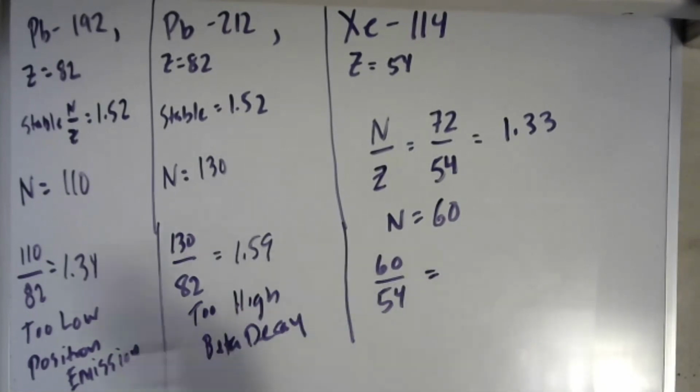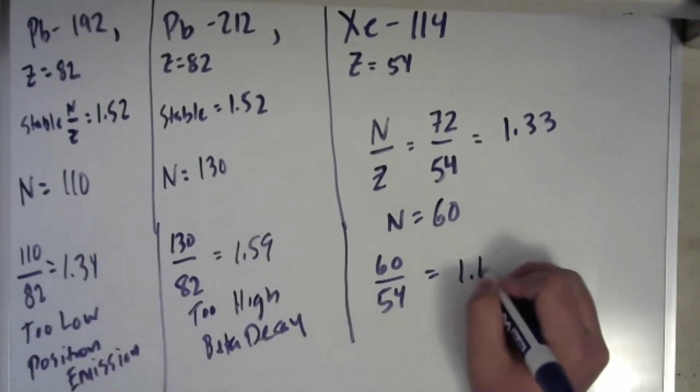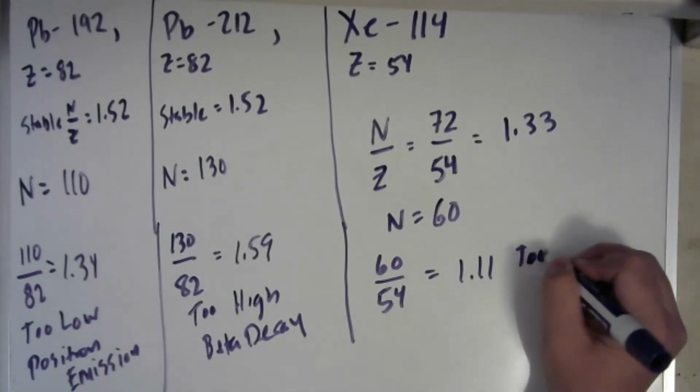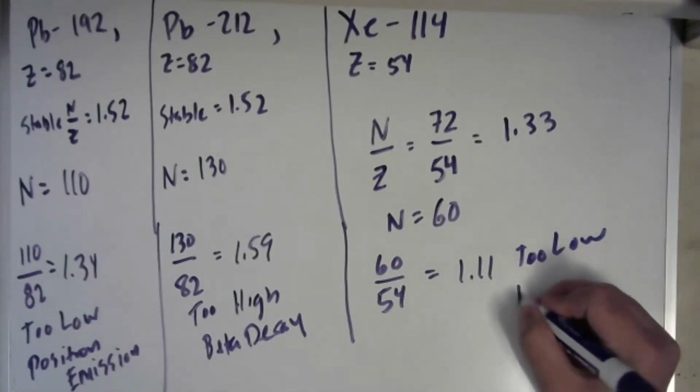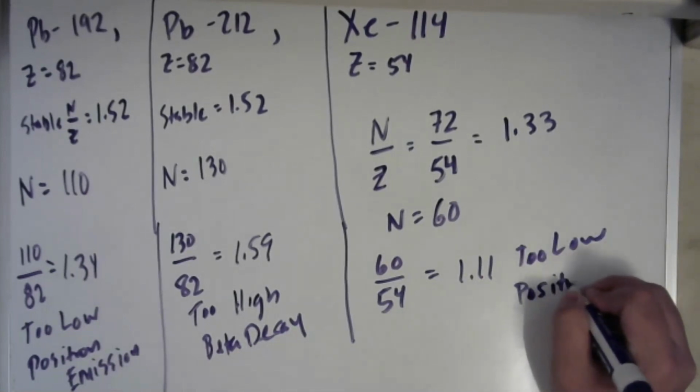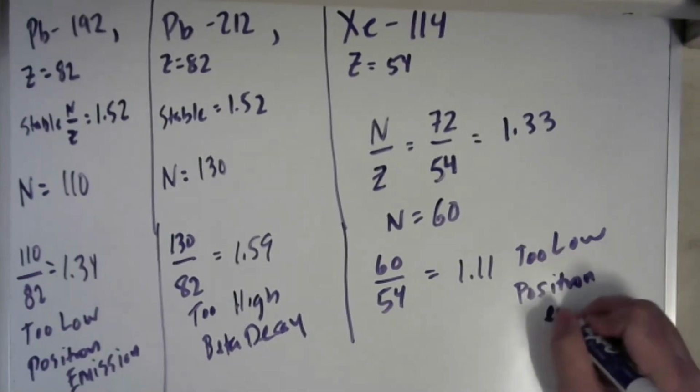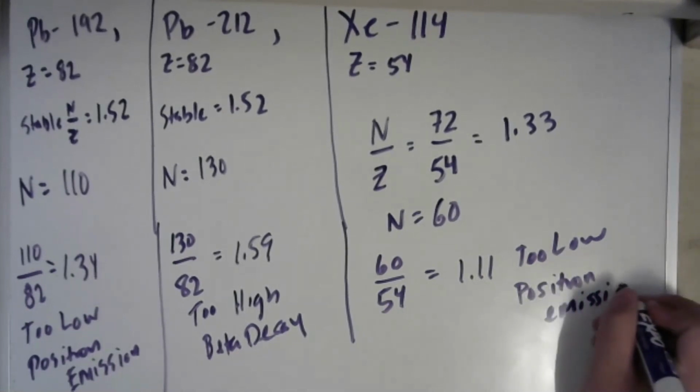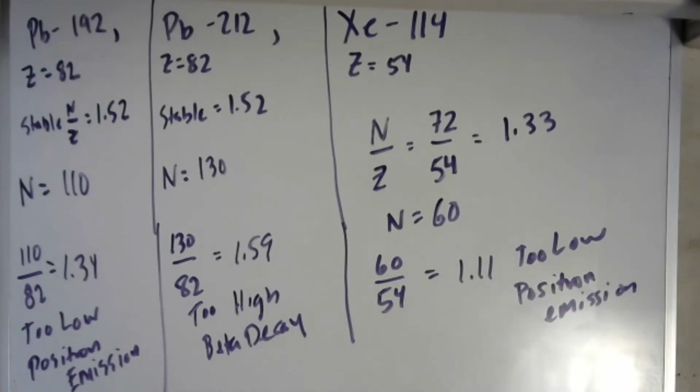Okay, and then for our xenon-114, 60 divided by 54 is going to be 1.11. 1.11 is going to be too low. And that means that our xenon-114 is going to have to do some positron emission to stabilize. All right, so that's how we're going to use that.